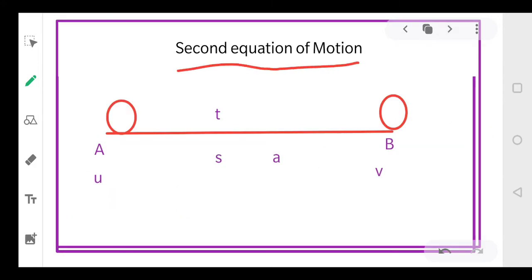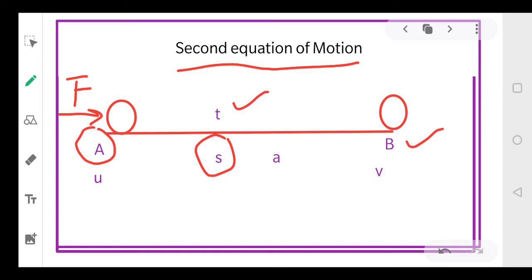Now coming to the second equation of motion, again we'll come to the same concept, that suppose there is an object which is present at position A. After some time, when we apply force on this object, the object has moved from position A to position B. So it has covered distance S. S is the distance, and it has taken the time T. When it was present at the starting position, its velocity was U. Now at this position, its velocity is V.